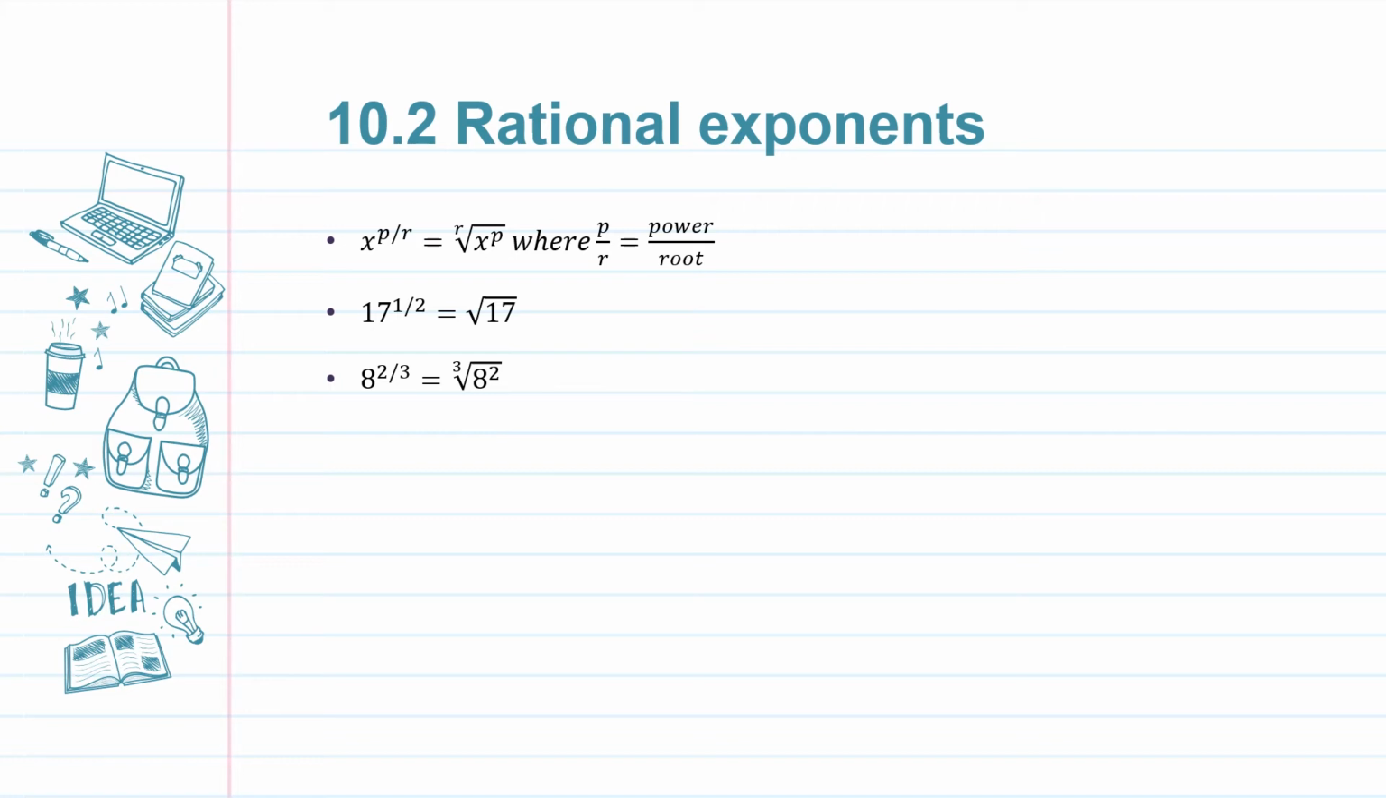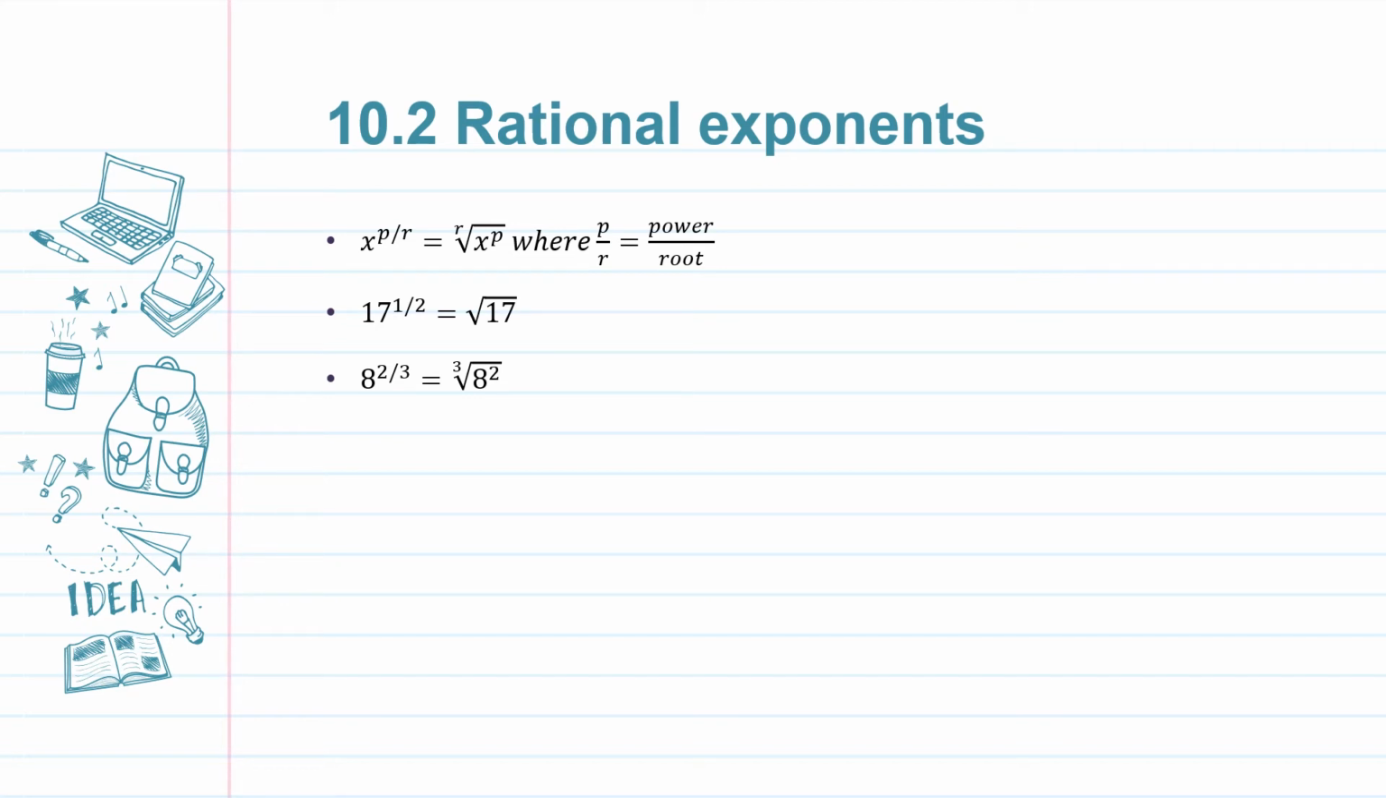So for example, with the second one here, 17 to the 1/2 power. Well, the power here is 1, and the root is 2. So it's going to be 17 to the first power, which is 17, and then root 2 is just a square root. So it's the square root of 17.